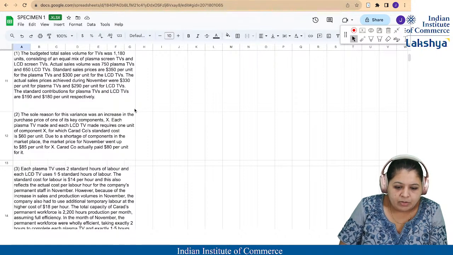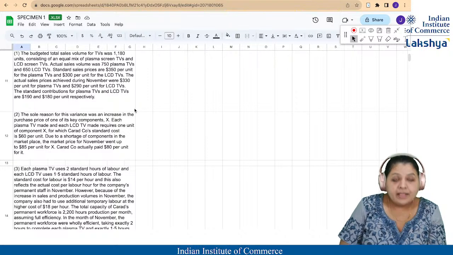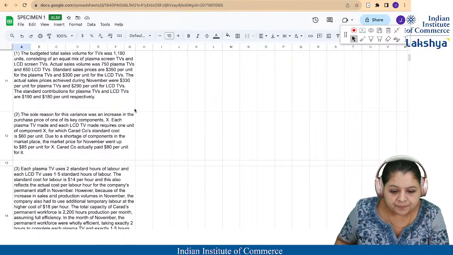Each plasma TV uses 2 standard hours of labor and each LCD uses 1.5. The standard cost for labor is 14, and this also reflects the actual cost per labor hour for the company's permanent staff in November. However, because of the increase in sales and production volumes in November, the company also had to use additional temporary labor at a higher cost. That is where the labor has increased.